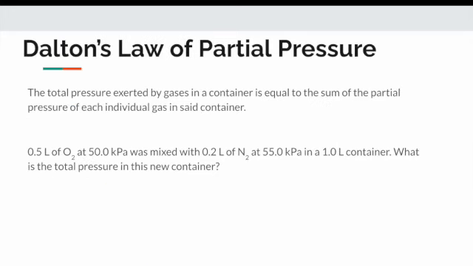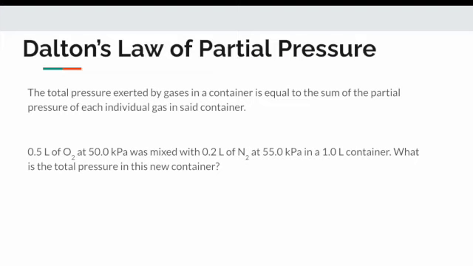All right, Dalton's law of partial pressure. Now, this law essentially explains that when you have two separate gases, or however many gases, in a certain container, the pressure of all the gases inside the container is equal to the sum of the partial pressure of each gas in said container. Seems pretty intuitive, right? Let's try a practice problem on this.